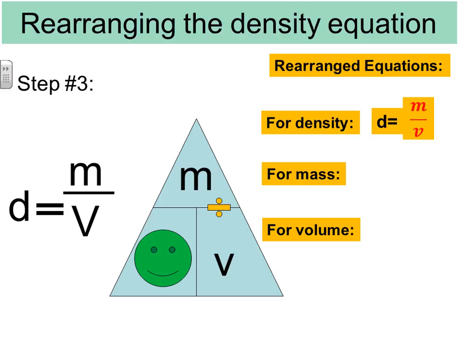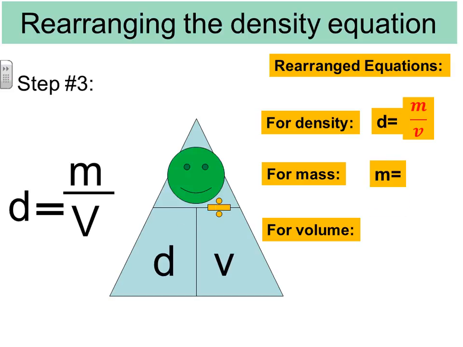Let's try this for mass now. How do we use this shortcut to rearrange for mass? Well, again, we cover up mass, and now we see that density and volume are beside each other. That's density times volume. So our equation for mass is density times volume.